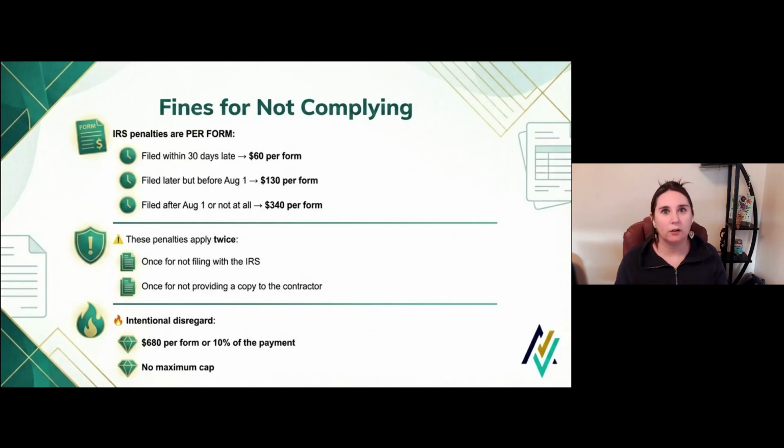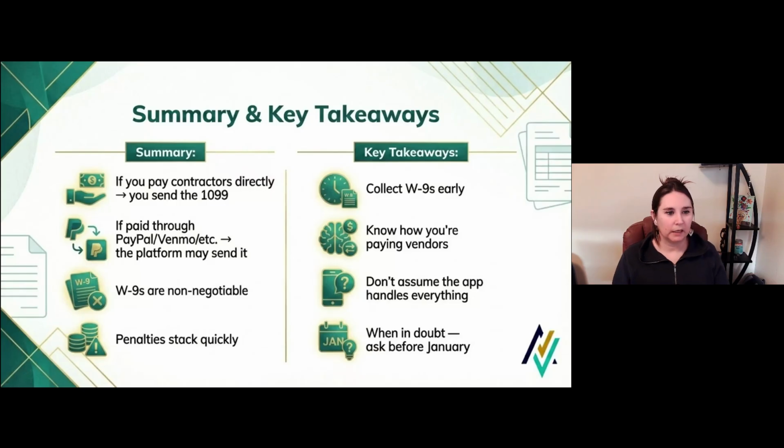So just try your very best to get your W-9s from people before you pay them, or as soon as you can. If you pay contractors directly, you're going to send them the 1099. If you're using a different platform, PayPal, Venmo, or credit card, then you do not need to worry about sending them one. Collect early, know how you're paying the vendors, and try to do it before January.